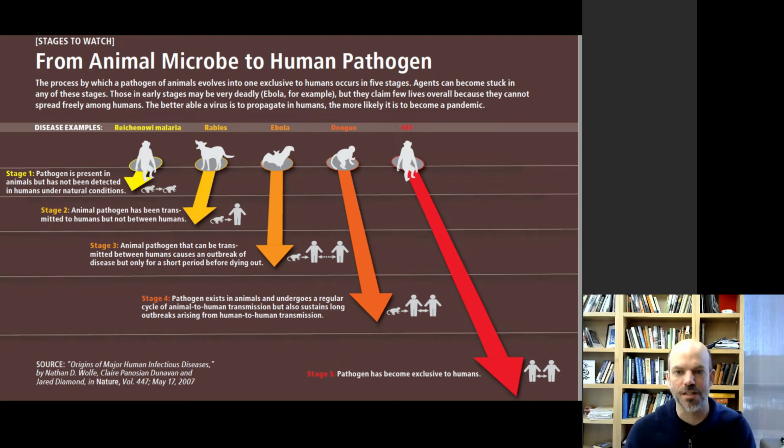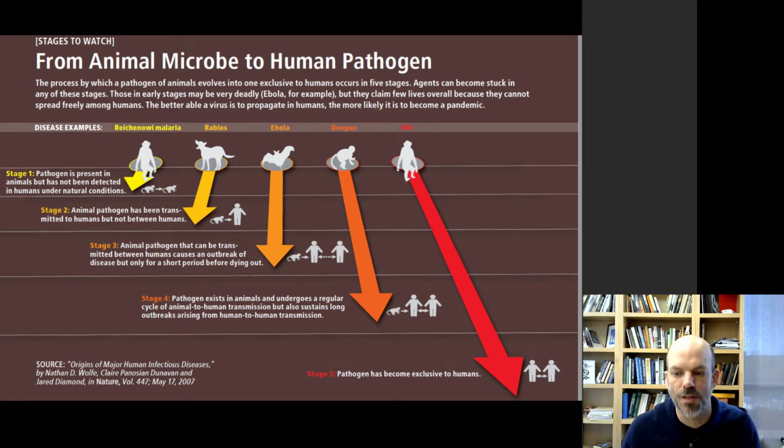Stage 4 example here is dengue fever. So in dengue, there is transmission from other animal species to humans, for example, monkeys, and then there's transmission between humans and humans, and that human-to-human transmission can be sustained. So you can have prolonged outbreaks of dengue within human populations.